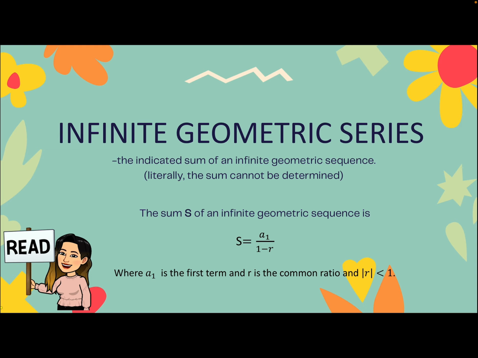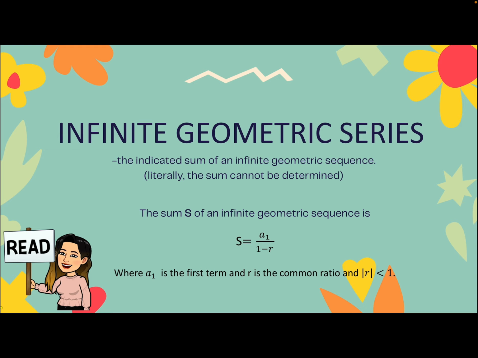Literally, the sum cannot be determined. Kaya nga po tinawag na infinite. So, it is endless. So, here in infinite geometric series, the sum cannot be determined. Okay? So, the sum S of an infinite geometric sequence is S, meaning sum, equals A sub 1 divided by 1 minus R, where A sub 1 is the first term and R is the common ratio.